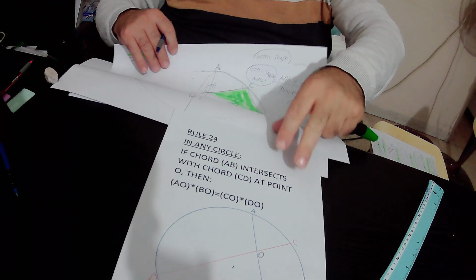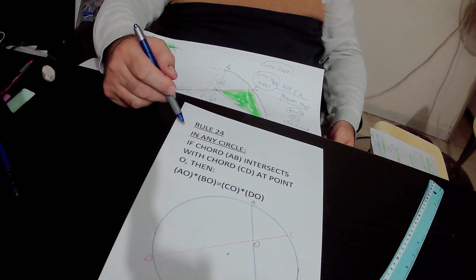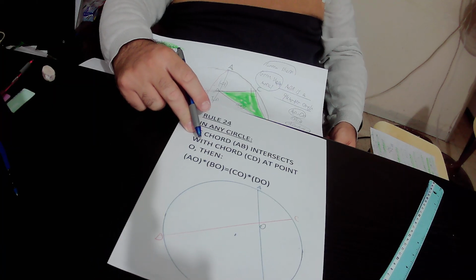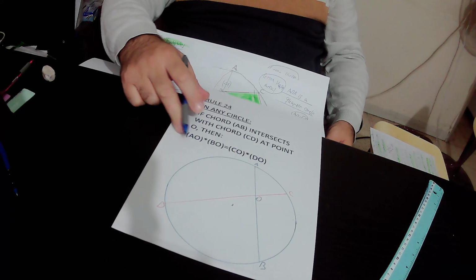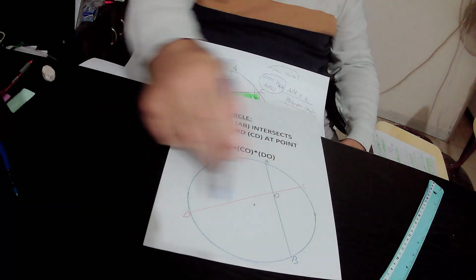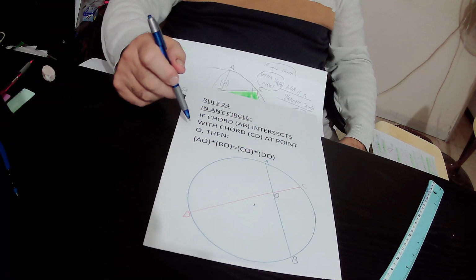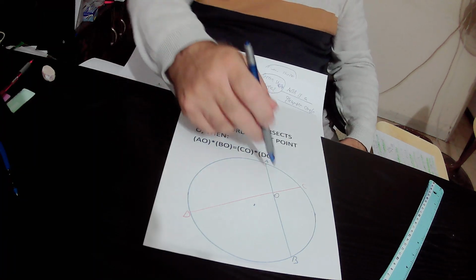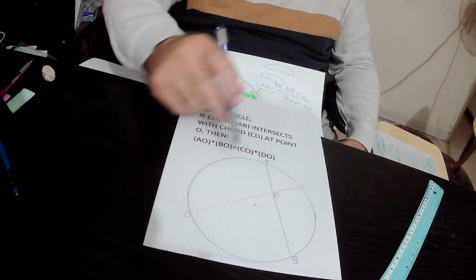A bit quickly on Rule 24. First of all, Rule 24 is for any circle. In any circle, if chord AB intersects with chord CD at point O, then the following equation is true: AO times OB equals CO times DO. Whenever you have two chords that intersect with each other, AO times OB equals CO times OD.